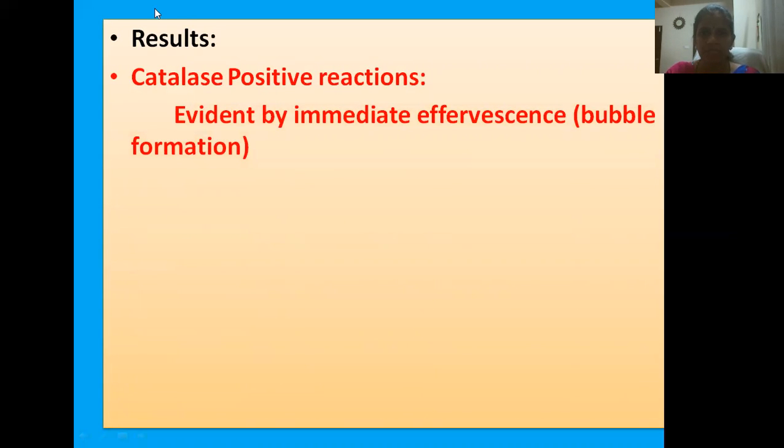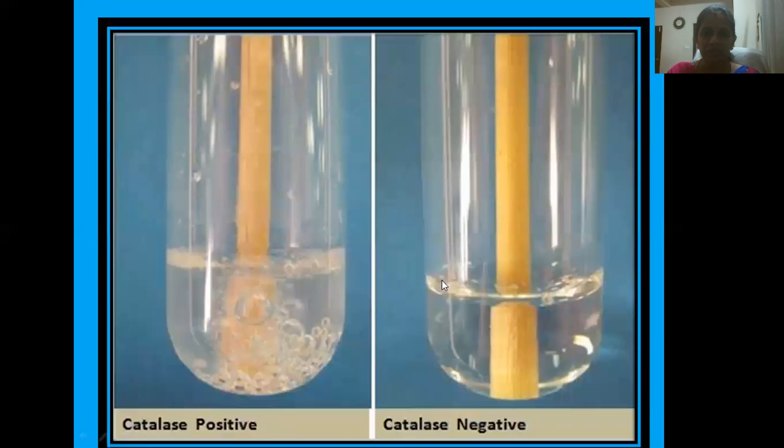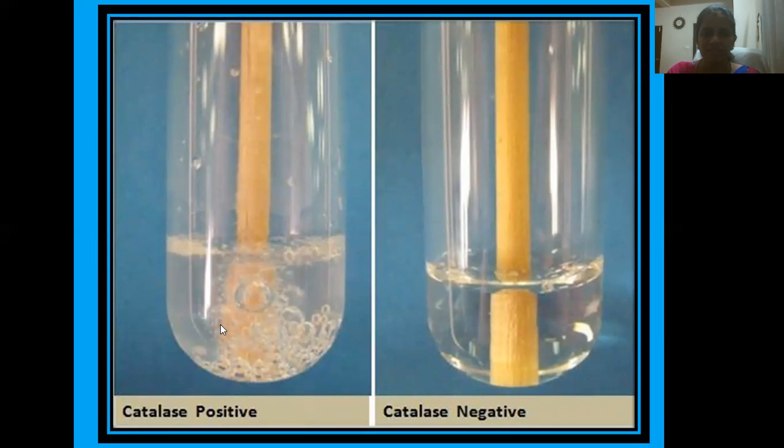Now let us go through the results. Catalase positive reaction, the evidence was understood when there was an effervescence, right? By immediate effervescence or bubble formation. Catalase negative reaction, no bubble formation and no catalase enzyme to hydrolyze the hydrogen peroxide into oxygen and water molecule. You can see in this picture representation, very good effervescence can be seen. This is catalase positive and this is catalase negative, where you are not able to observe any kind of effervescence or bubbles.